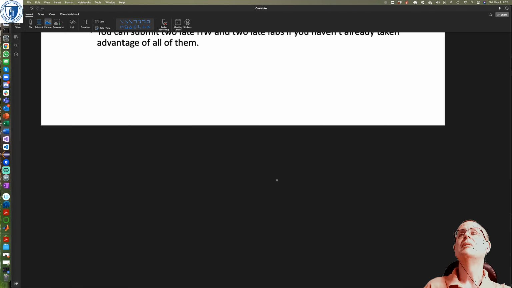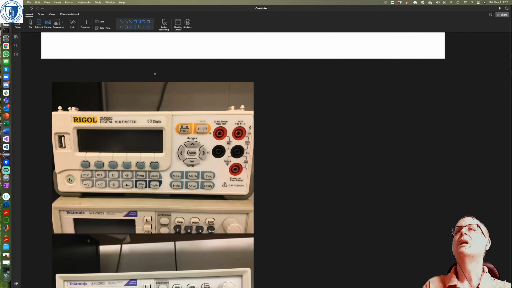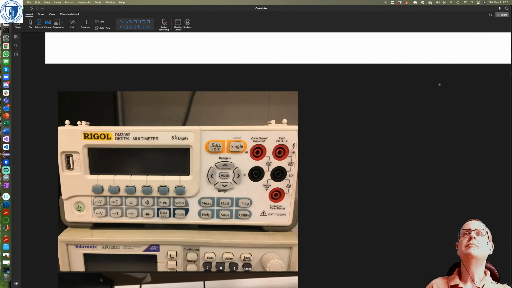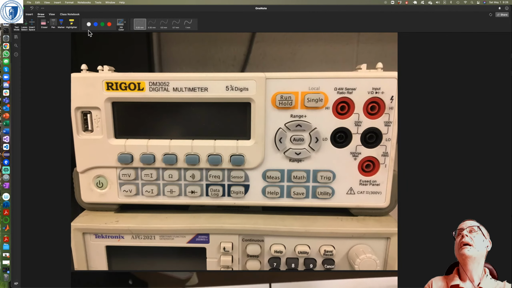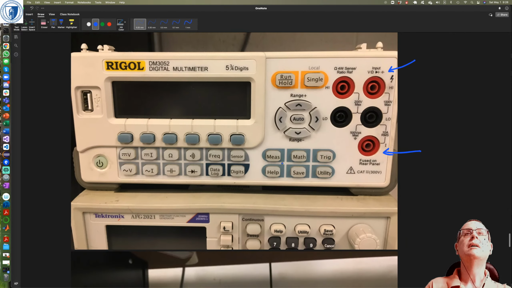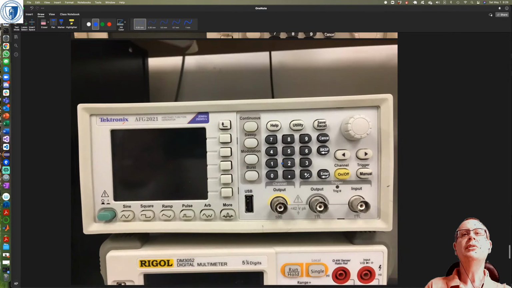Okay, so there's the multimeter, right? And if I zoom in, you can see this input has volts, ohms, diodes, and capacitors, and this input has current, right? And that's what I was explaining about the two different inputs.